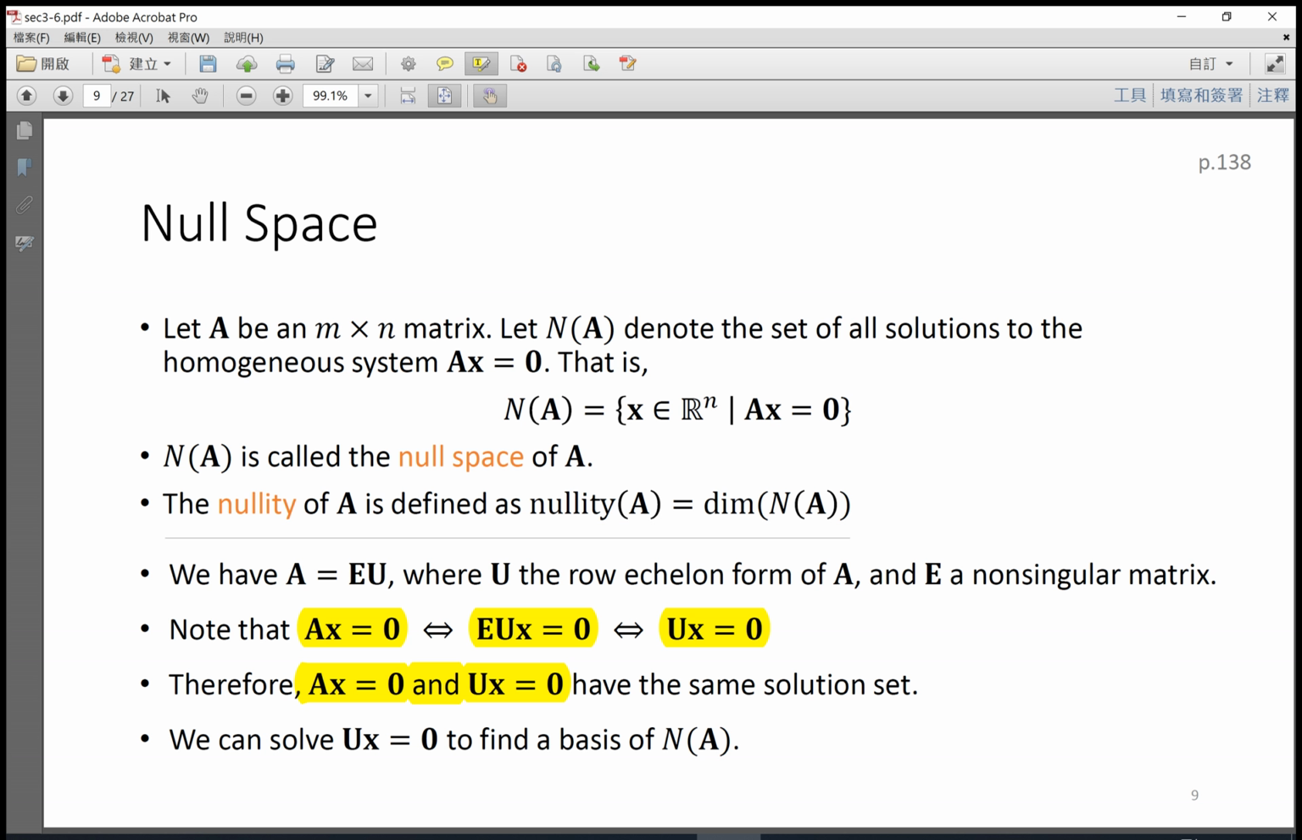Therefore, we can solve UX equals 0 to find a basis of the null space of A. To compute the null space of A, the first step is to compute the row echelon form U. Then we solve UX equals 0. And then we will obtain a basis for the null space of A.